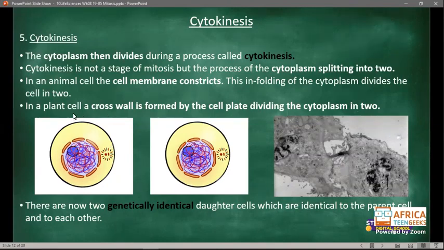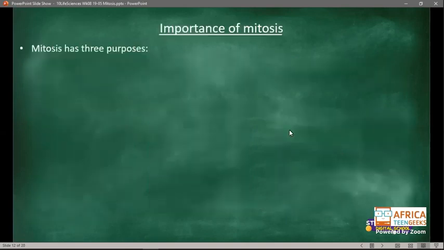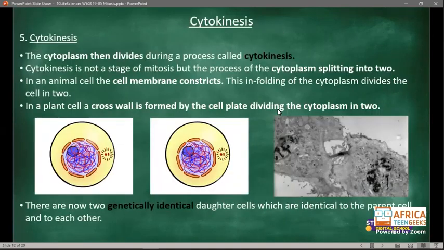But in a plant cell, a cross wall is formed by the cell plate dividing the cytoplasm into two. Sorry about that. So a cross wall, if you look here, is formed by the cell plate dividing the cytoplasm into two. And then we have two genetically identical daughter cells.